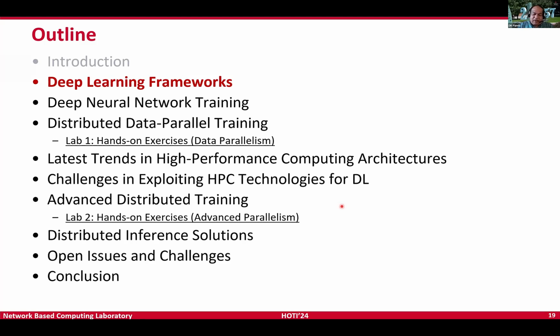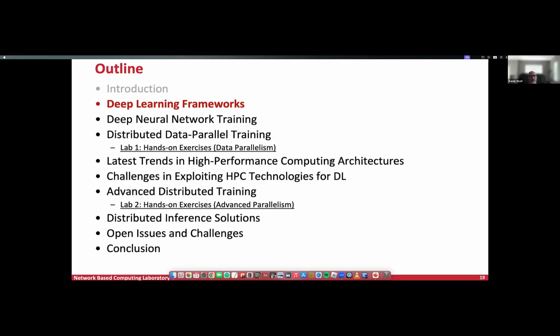But with that background, now let's see how these things are getting done in the current system. And this is where we have the deep learning frameworks. Amir, you'll take over. Yes, go ahead, share your slides. Okay, so next up, we'll start talking about some of the deep learning frameworks that exist out there.